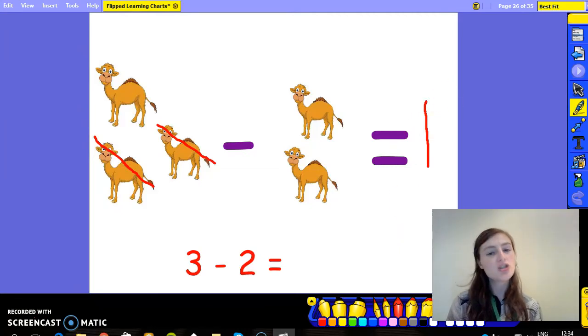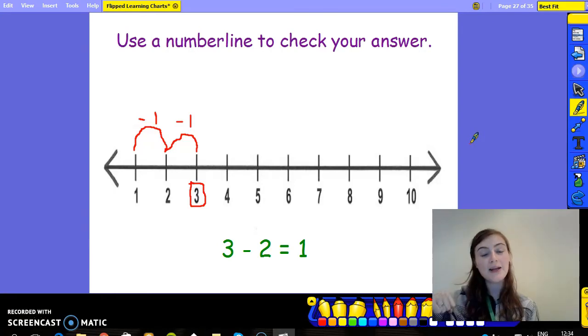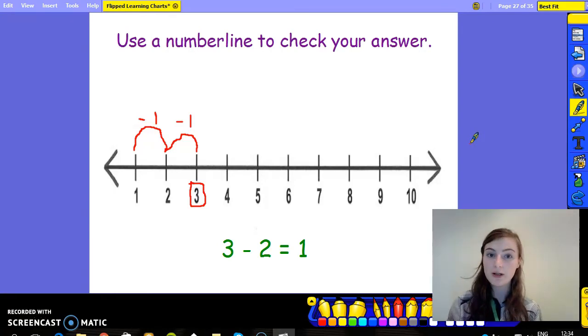Well done. Just like when we're adding, we can use a number line to help us check our answer. When we subtract or take away, our numbers are always getting smaller. That means that we're counting backwards on the number line. We start at 3, the bigger number, and then we take away 2, which means we are jumping backwards 2 numbers on the number line. 1, 2. We landed on number 1. That's the same answer as before. Well done for helping me check.